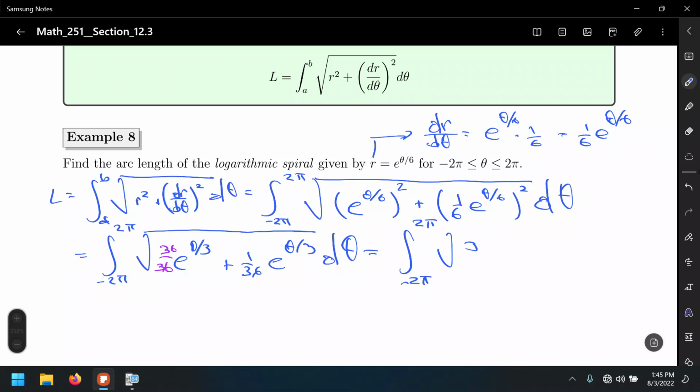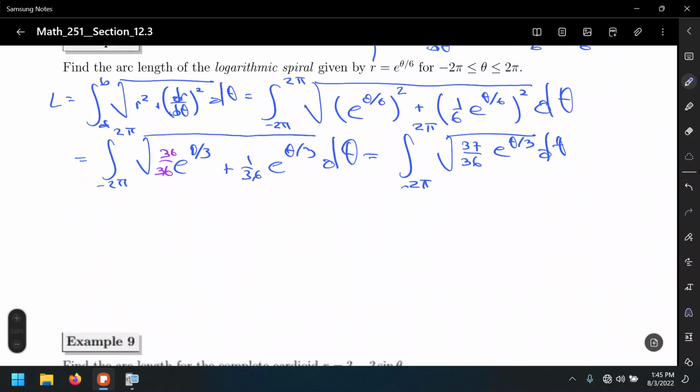And that's the integral of 37 e to the theta over 3 over 36 with respect to theta. Well, actually, instead, let's do 37 over 36 like this. Let's look at the expression inside of the radical as a product of two quantities: the coefficient and the exponential term. In this case, we can use the product rule for radicals.